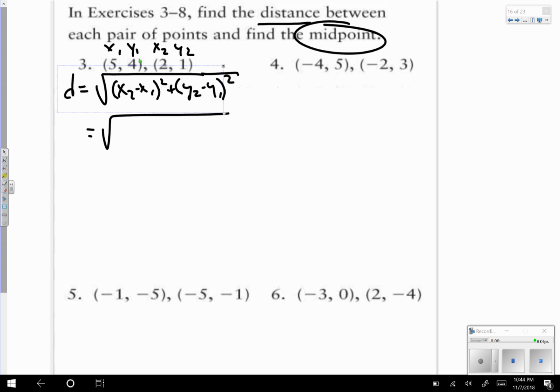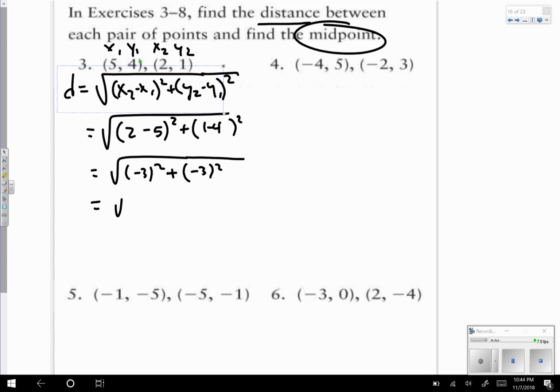So we're going to take x2 minus x1, so 2 minus 5. Make sure you put parentheses, squared, plus, and we're going to do the same thing here, y2, 1 minus 4 squared. And then we're going to figure out what that is. So 2 minus 5 is negative 3 squared plus, what the hell am I doing? Why did I do that? Anyway, so over here is going to be 1 minus 4, which is negative 3 again, squared.